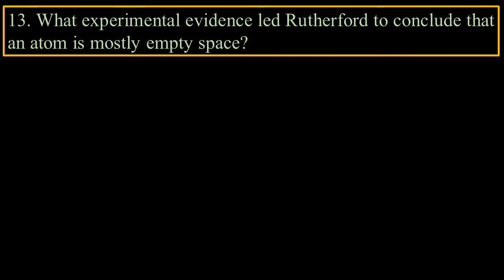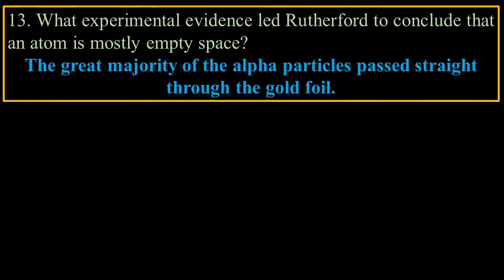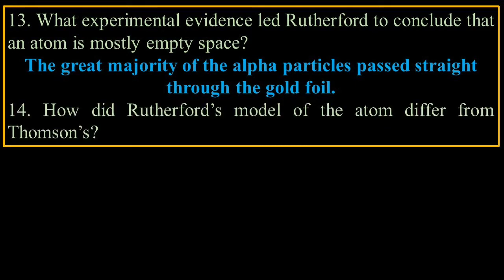What experimental evidence led Rutherford to conclude that an atom is mostly empty space? The great majority of alpha particles passed straight through the gold foil or were deflected in a very small manner. How did Rutherford's model of the atom differ from Thomson's?